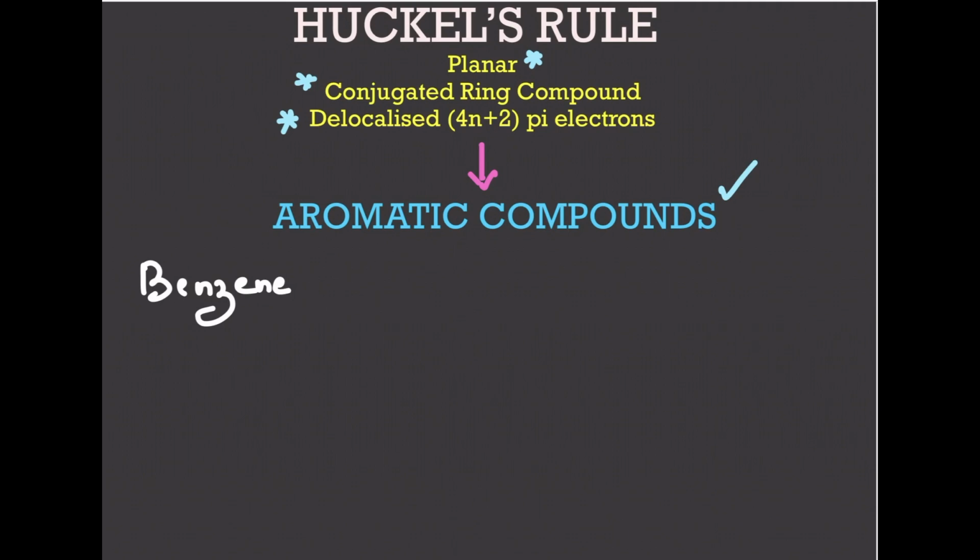And thirdly, there should be 4n plus 2 pi electrons in the system, and they should be delocalized in the form of a cyclic ring. Also, one more thing we have to keep in mind here is that the value of n is a whole number, that is 0, 1, 2, 3 and so on. So, let us try to understand how Huckel's rule can explain the aromatic character in some compounds.